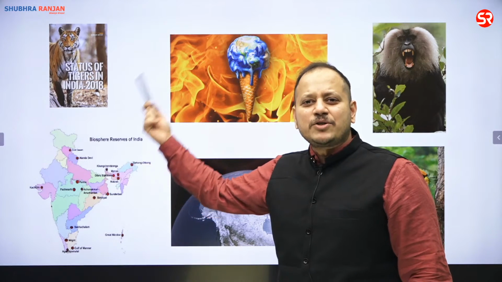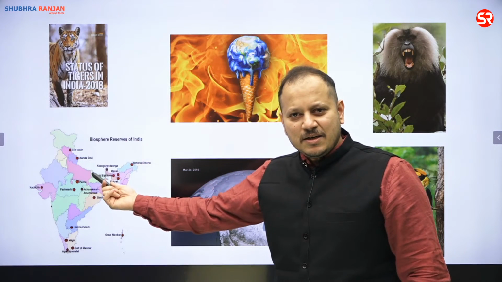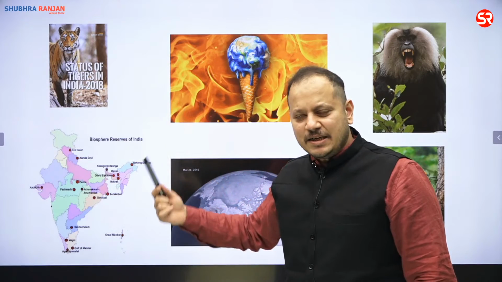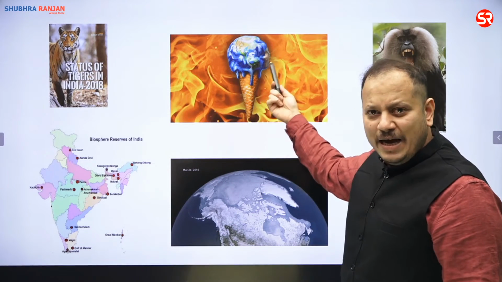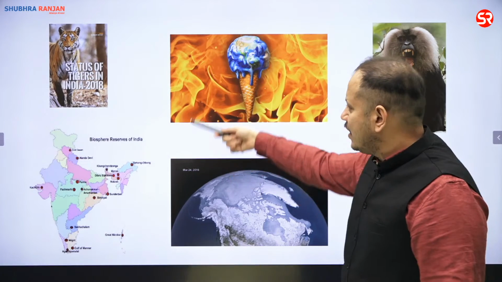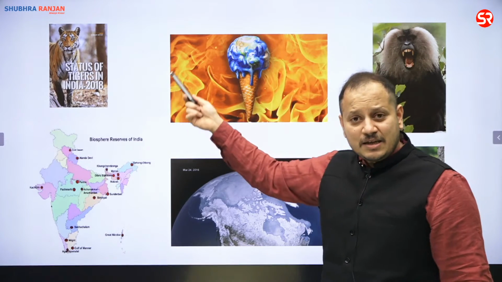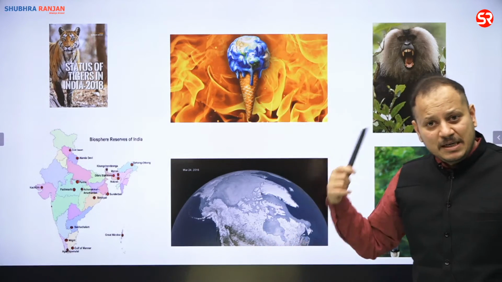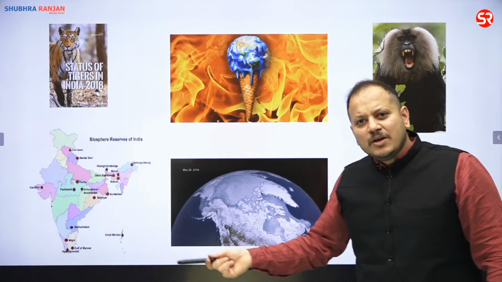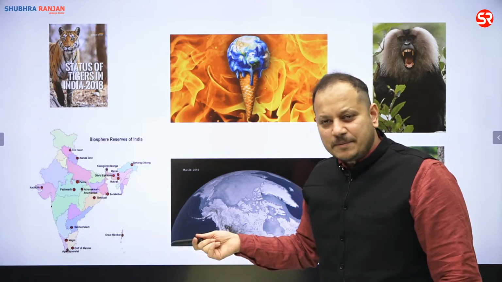For example, biosphere reserves, national parks, the protected areas in India. Why climate change? Why is the earth melting? Or why are the ice caps and the glaciers melting? What is this fire? Is it natural, or is it anthropogenic? What are its implications? What will happen if the ice cap melts? And you are reading this on a more or less daily basis in the newspaper.